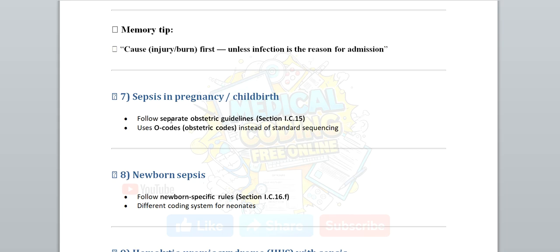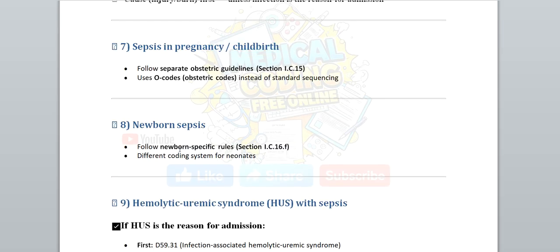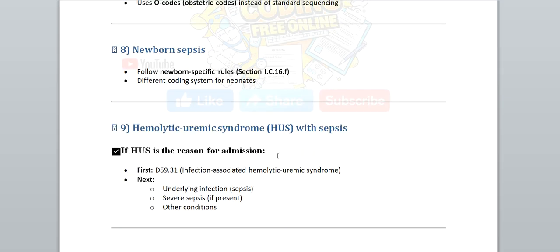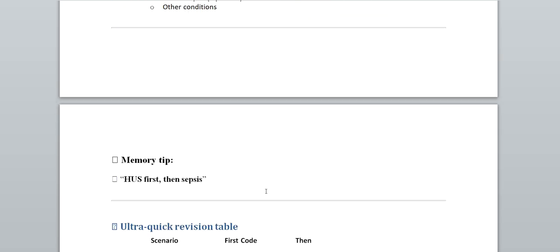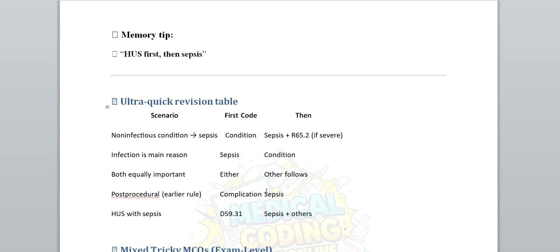Sepsis in pregnancy with childbirth: follow the separate obstetric guidelines, section I.C.15. Use O codes, obstetric codes, instead of the standard sequencing. Newborn sepsis follows the newborn-specific rule, section I.C.16. So different codes for special units. Hemolytic uremic syndrome: code first D59.31 for associated hemolytic uremic syndrome. Next, the underlying infection, sepsis, and severe sepsis if present. So memory tip: HUS first, then sepsis.